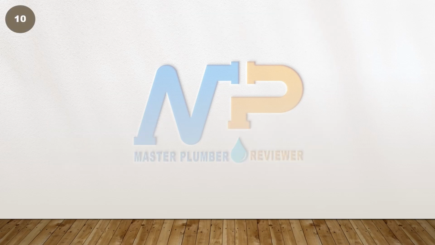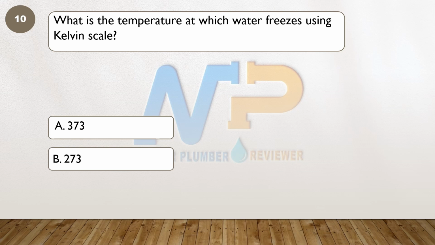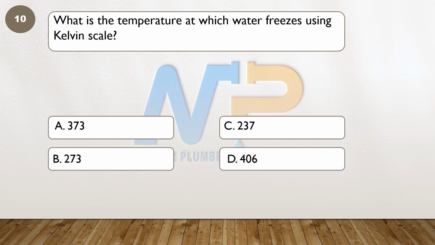Number 10. What is the temperature at which water freezes using the Kelvin scale? A. 373, B. 273, C. 237, D. 406. The answer: it's B. 273.